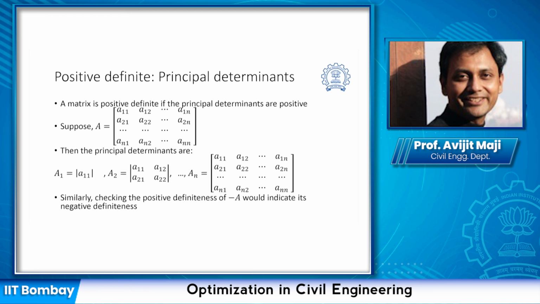The second method is based on the principal determinants. In this case, we have to find the principal determinants of a particular matrix. So if we have a matrix A which is n cross n, we need to find out the principal determinants. One of them is this, the second one is this, and it goes on like that, and the final one is like this. So we are going to get n principal determinants.